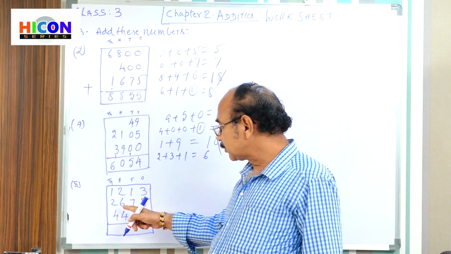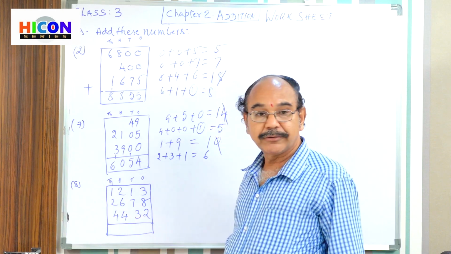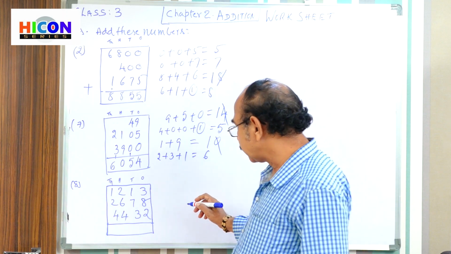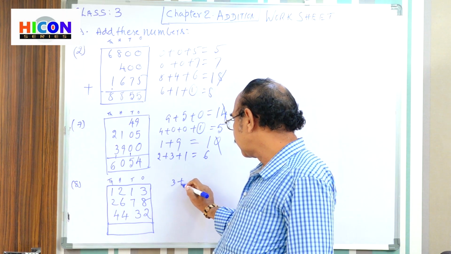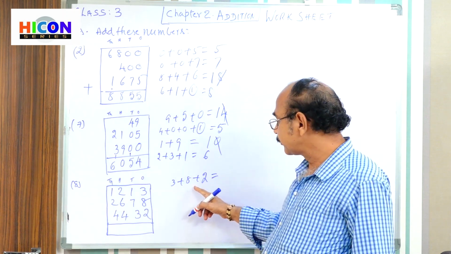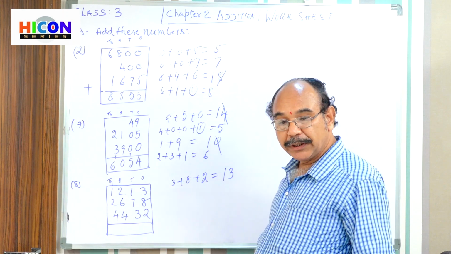1213 plus 2678 plus 4430. Add the numbers. Add the digits of ones place. 3 plus 8 plus 2. 3 plus 8, 11. 11 plus 2, 13. Here regrouping is there.